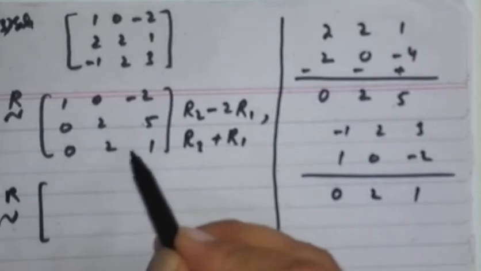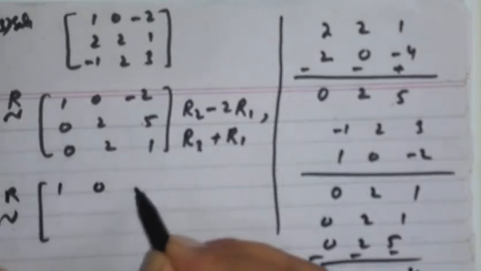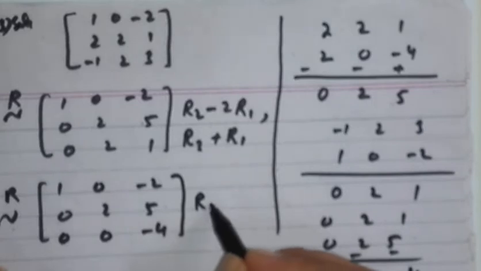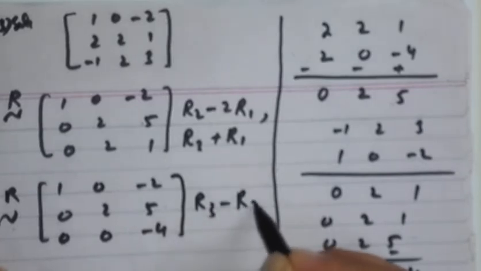Now subtract second row from the third row. So write the third row, which is 0 2 1, and the second row is 0 2 5. Subtract it, change the sign. 0, here we get 0, and minus 4 we get minus 4 here. So write it 1 0 minus 2, 0 2 5, and here we get 0 0 minus 4. How? By row third minus row second. This is the echelon form.